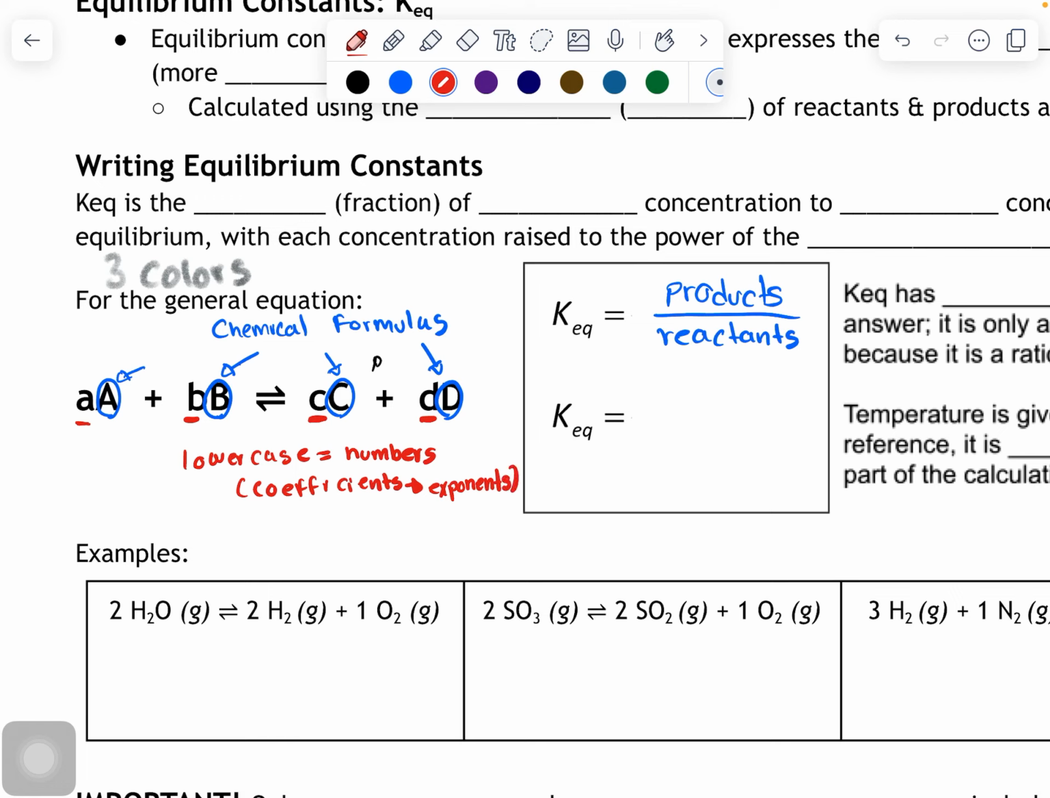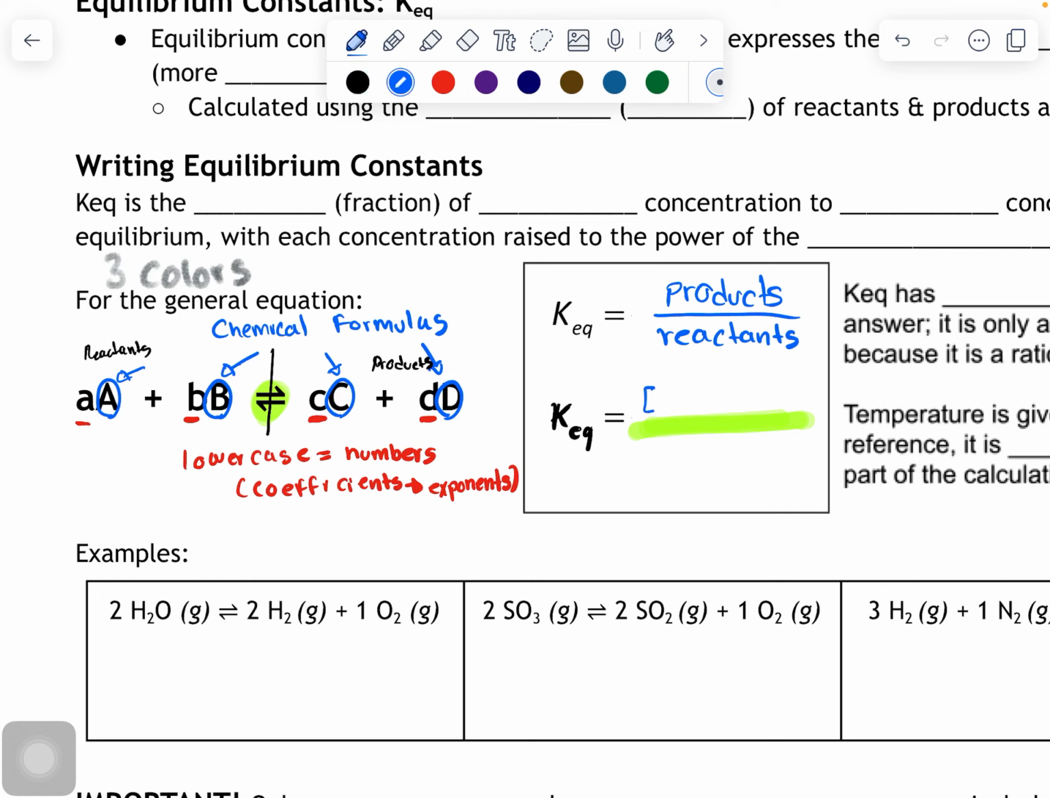Okay, so let's go ahead and write the expression for this equation. So KEQ. And now the third color that you use, you're going to use it to highlight the arrows right here. And this arrow is going to be the same as the line to write our equilibrium expression, because this is the division between the reactants and between the products. Okay, remember products go on the top.